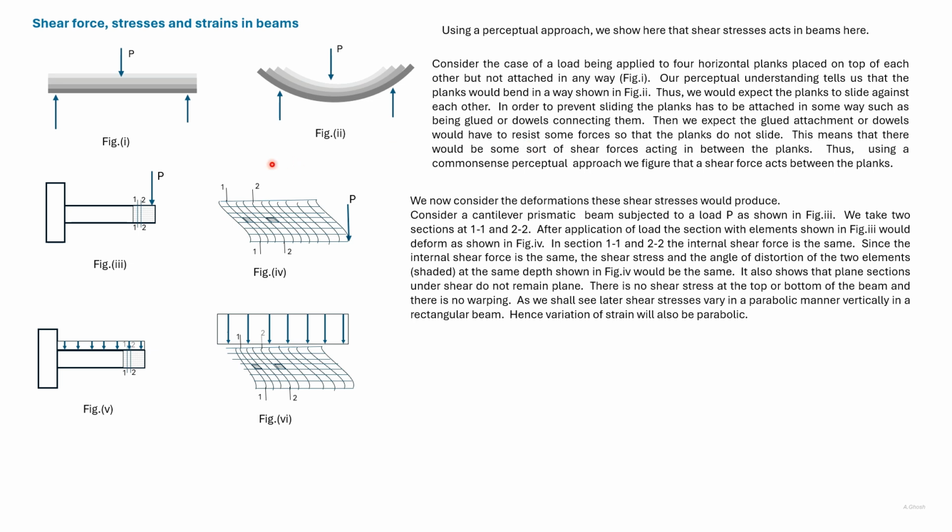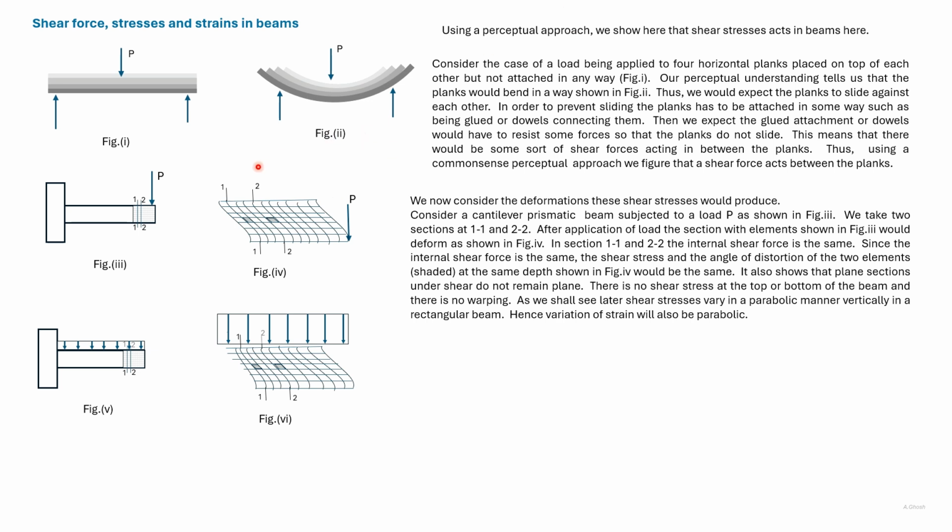Now consider a cantilever beam as shown here with the force P acting. There are two sections 1-1 and 2-2. The shear force in both these sections will be the same. We consider elements of the portion to the right of 1-1. This is the expanded portion with the elements shown distorted.